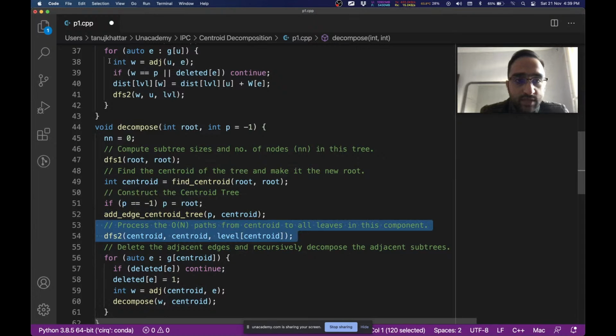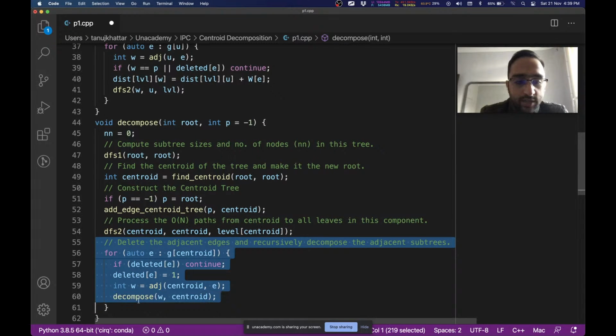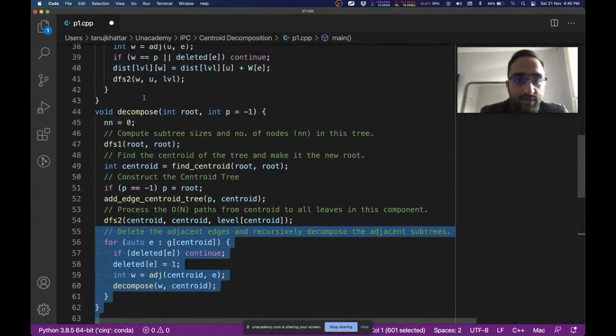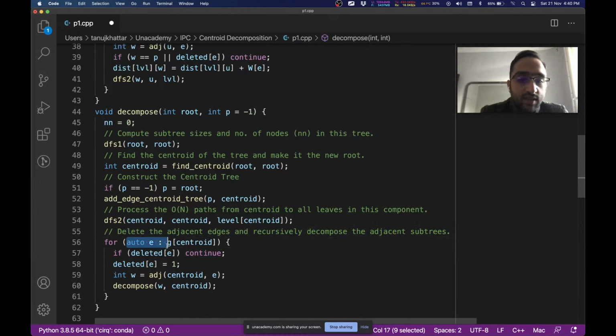This DFS then computes our distance array, and once we have done the pre-processing, we move on to the decomposition part, where we iterate on all the adjacent edges and delete them and recursively decompose the adjacent subtrees. To do that, again, I iterate on the edges which are adjacent to my centroid. If the edge is already deleted, I continue.